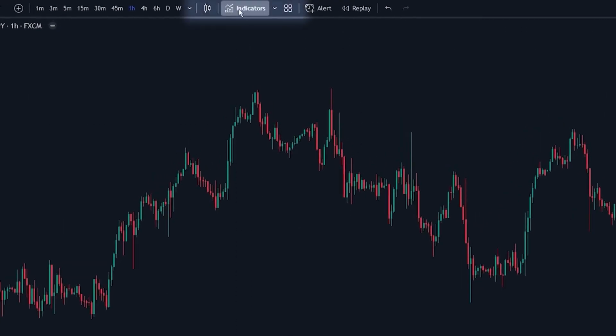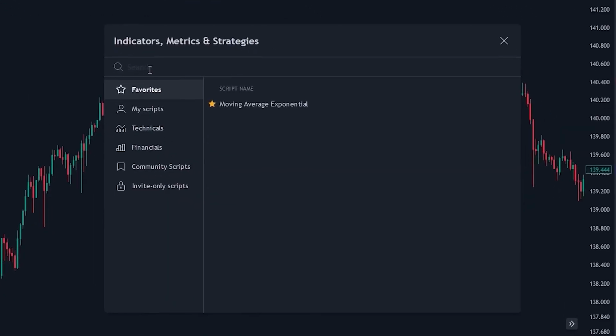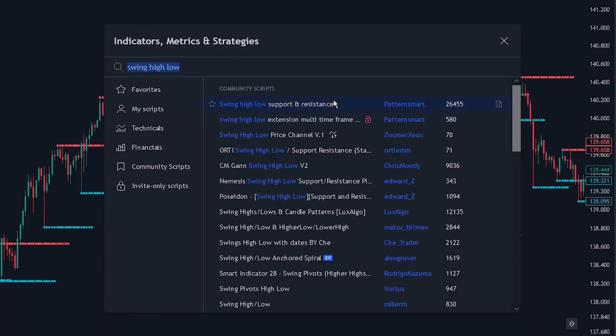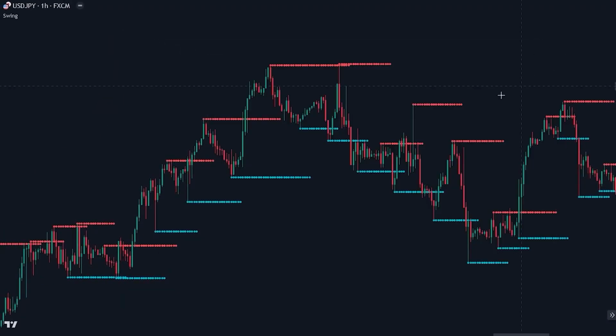Navigate to the Indicator Search tab and search for the Swing High-Low Support and Resistance indicator. Select the indicator made by Pattern Smart and add it to the chart. This indicator plots dotted lines that represent swing high and swing low points that can act as both support and resistance zones. Since the settings of the indicator aren't optimal yet, let's adjust them.